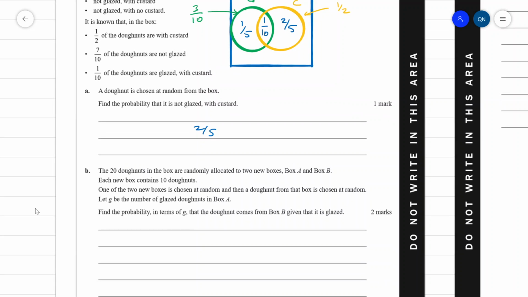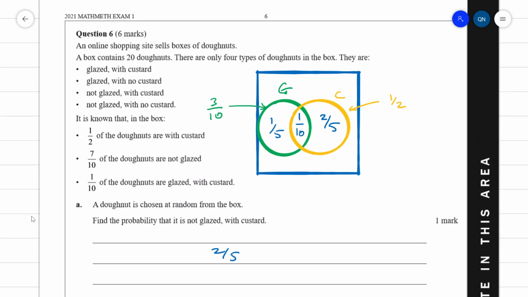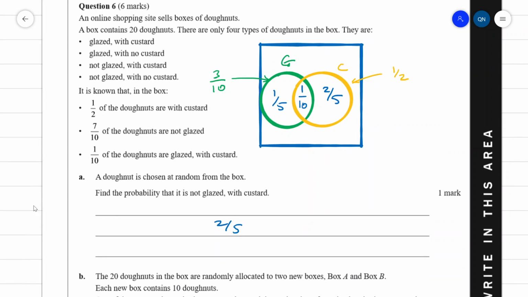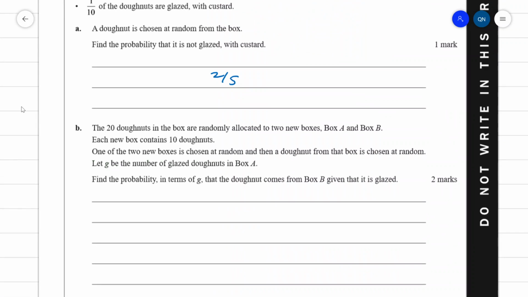Okay, let's think about this carefully. So 20 donuts in the box. So this is one big box of donuts, and inside of that big box is 4 types of donuts. We understand that, and there's this distribution of different types of donuts. So we're going to have 2 new boxes, A and B. So here's box A and here's box B. Now, what on earth are we doing with this? Each box contains 10 donuts. We don't know what type of donut goes in there. We know there's 10 in each.